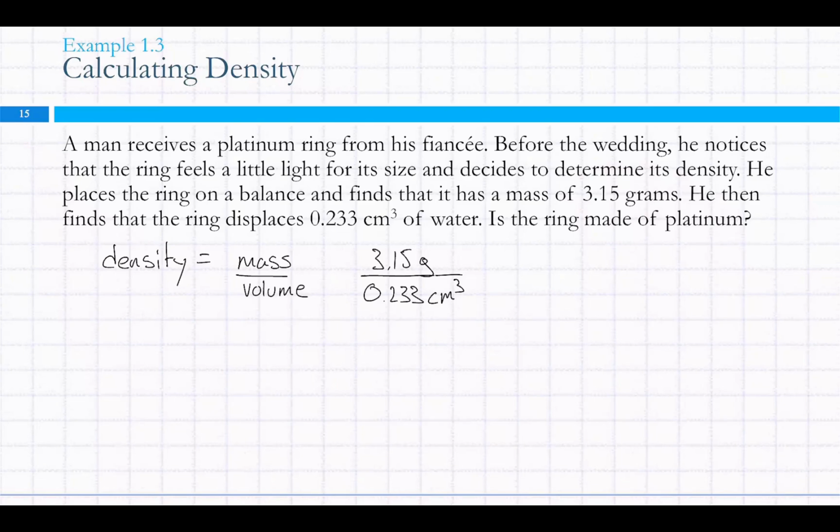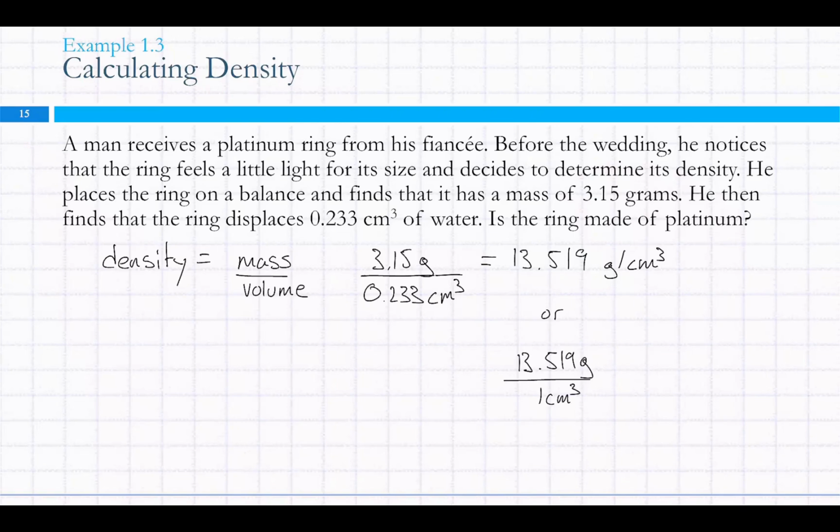Now, I feel like some people get confused when this happens. There are a couple of different ways we can write the result. So 3.15 divided by 0.233 is 13.519. We haven't gotten to sig figs yet, so I'm just going to cut it off here. We can write this with the units either as grams per, oops, I almost wrote milliliter, centimeter cubed, or we can write it as 13.519 grams per 1 centimeter cubed. These mean exactly the same thing.